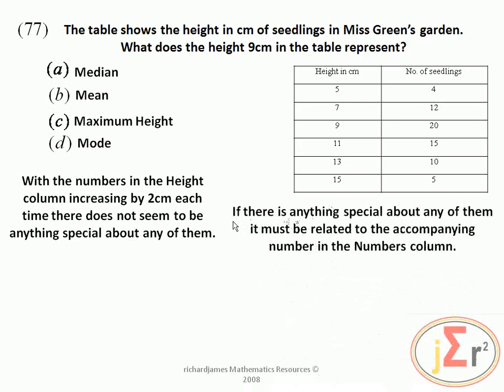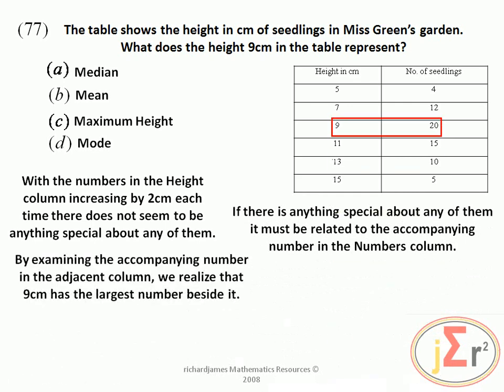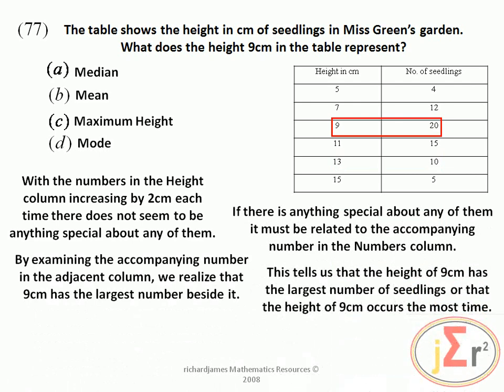If there is anything special about any of them, it must be related to the accompanying number in the numbers column. Right there. This tells us that the height of 9 centimeters has the largest number of seedlings, or that the height of 9 centimeters occurs the most times. Because see, the largest number that we have here is 20, and it is associated with this 9. Right? So 9 centimeters occurs the most times.